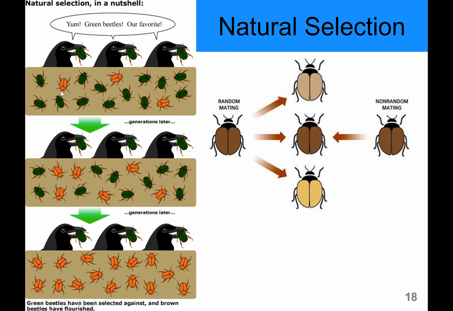And it might be a really small advantage, but over a long time, that advantage can build up so that the orange beetles have a higher chance of reproducing and passing their genes, their DNA, onto their offspring. And eventually, it's almost all orange beetles because of that advantage, because the birds were much more likely to eat the green beetles. So this picture on the right is showing what's likely to happen in nature.